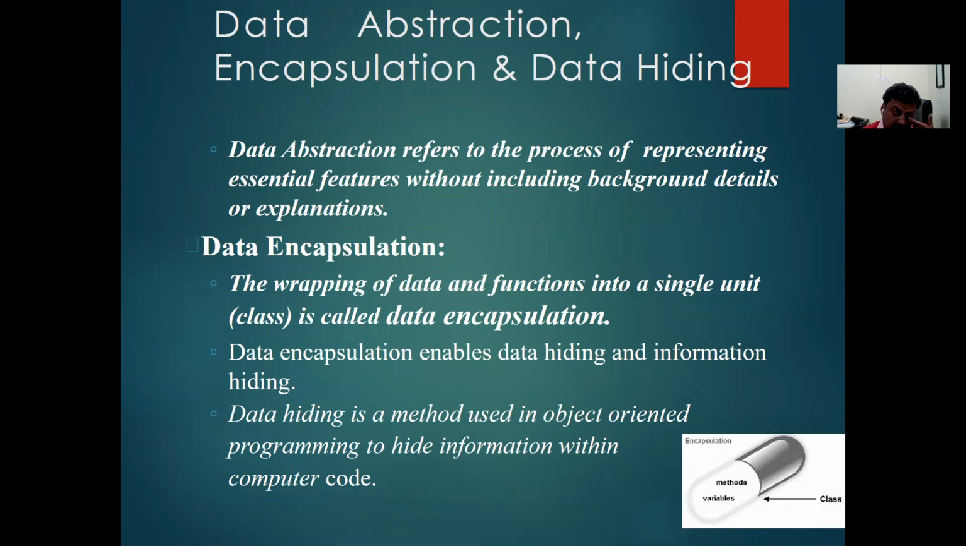So now let us learn about data abstraction, encapsulation, and data hiding. Data abstraction refers to the process of representing essential features without including background details or explanation, whereas encapsulation is the wrapping of data and functions into a single unit or a class, which is called data encapsulation. Data encapsulation enables data hiding and information hiding. Data hiding is a method used in object-oriented programming to hide information within the computer code. You can see the figure image of a capsule and how encapsulation is explained in that.